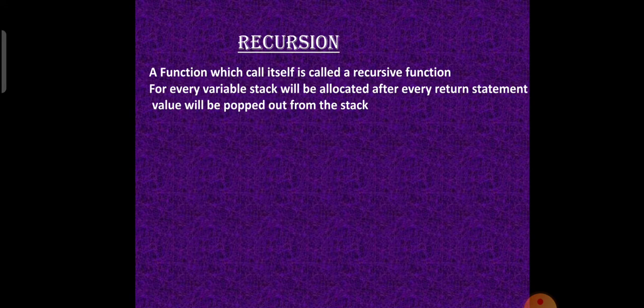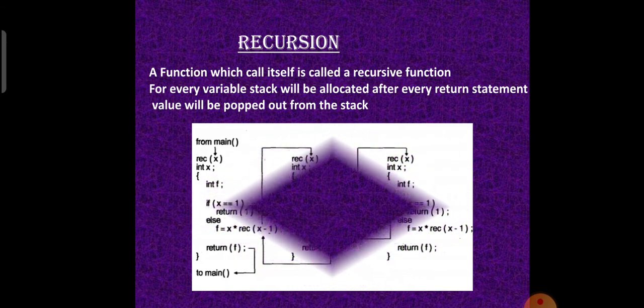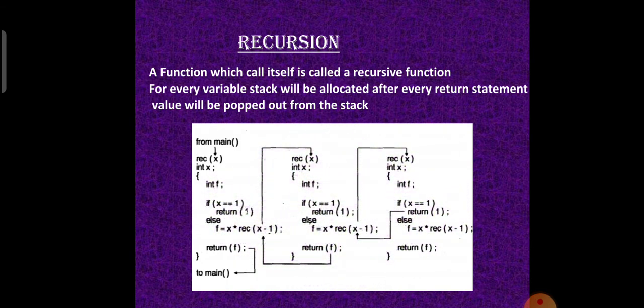Now let's see about recursion. A function which calls itself is called a recursive function. For every call, a stack frame will be allocated. After every return statement, the value will be popped out from that stack. And this is the example program of factorial using recursion.